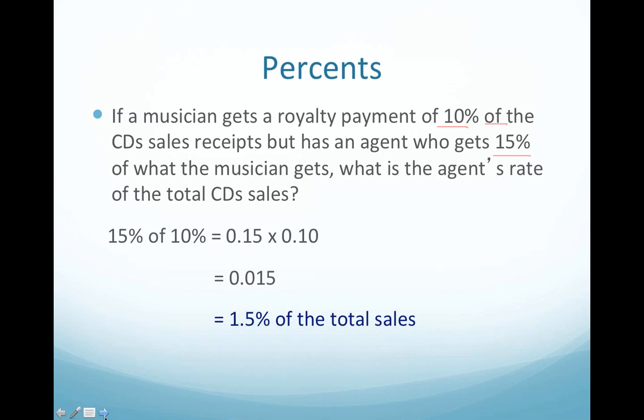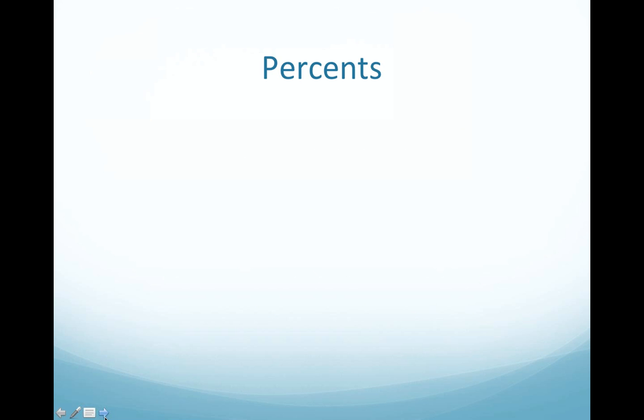Once we do the multiplication, our answer will be 0.015, which is 1.5%. That's the percentage of the total sales the musician gets, the agent gets of the royalties, 1.5.